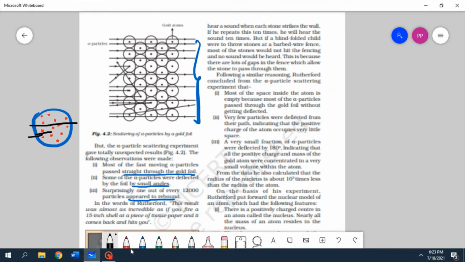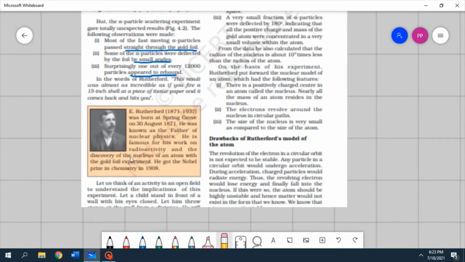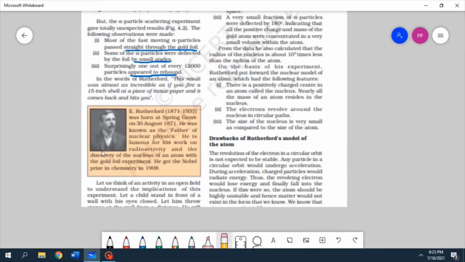But if that were to happen in Thomson's model, the alpha particles would have to take a curved path, which was not possible, right? So that showed that Thomson's model was in a way wrong. Alright, and then we have a little information about Rutherford here.